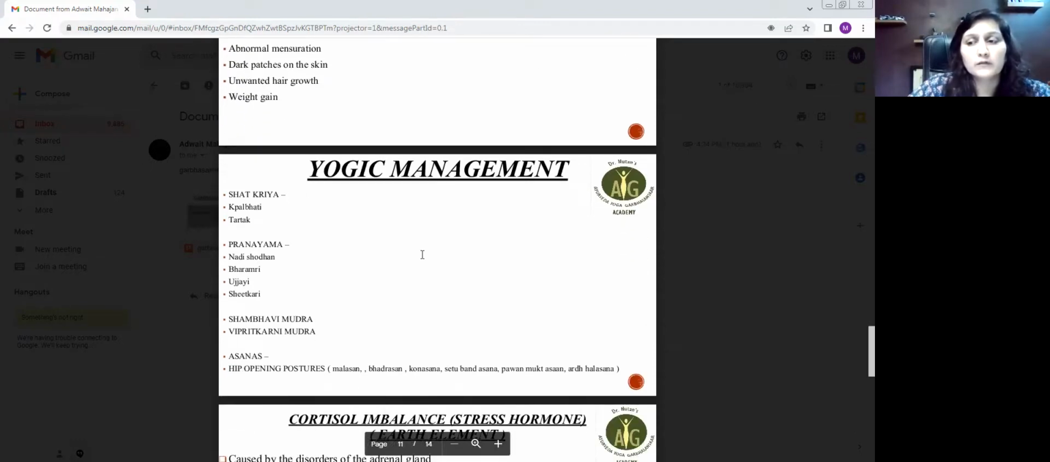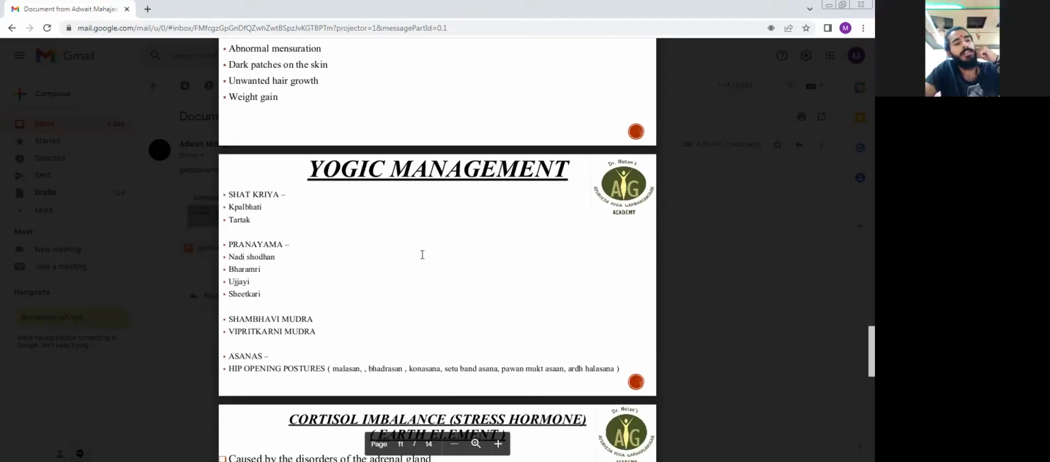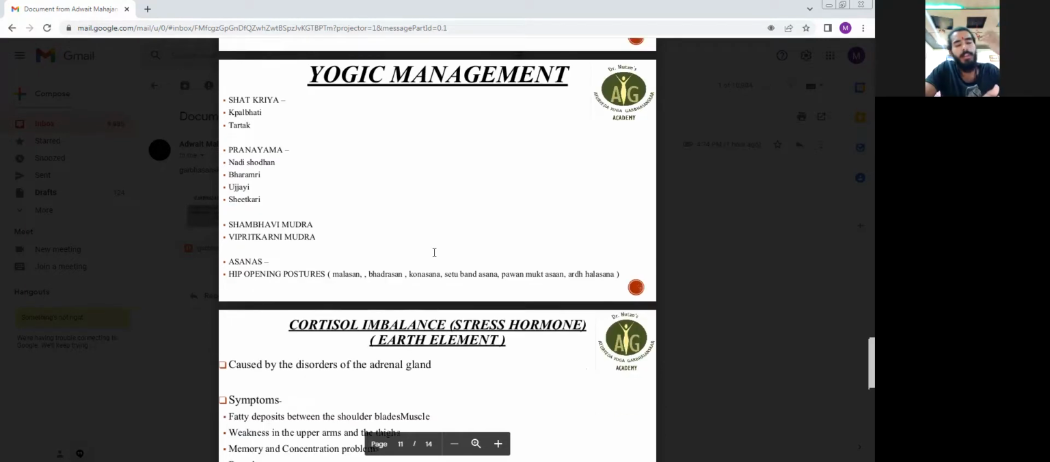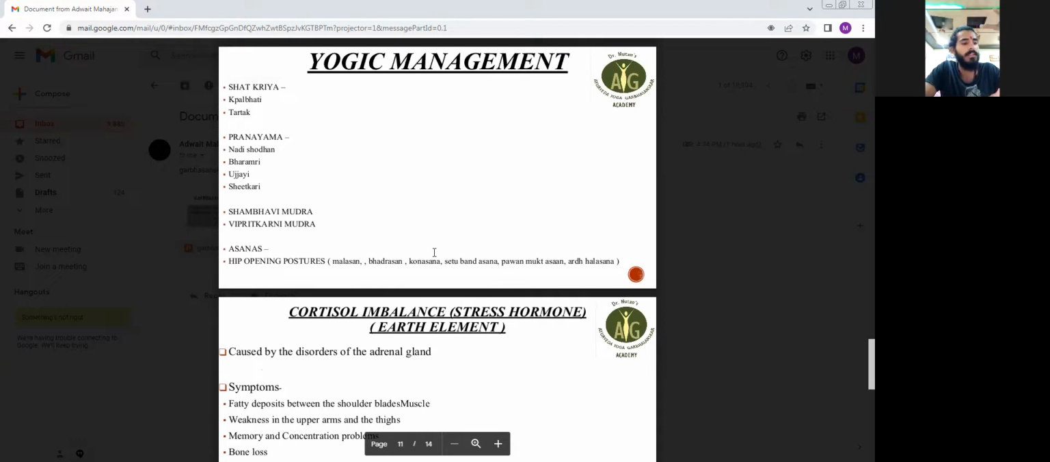Yogic management. For polycystic ovary syndrome, the main element which gets imbalanced is the water element. So for the yogic management of the water element, as I told, first we have to go to the Satkriya, asanas, then pranayam, then mudras, and the last one is the kriya. So the Satkriya basically is the Kapalbhati and the Trataka.